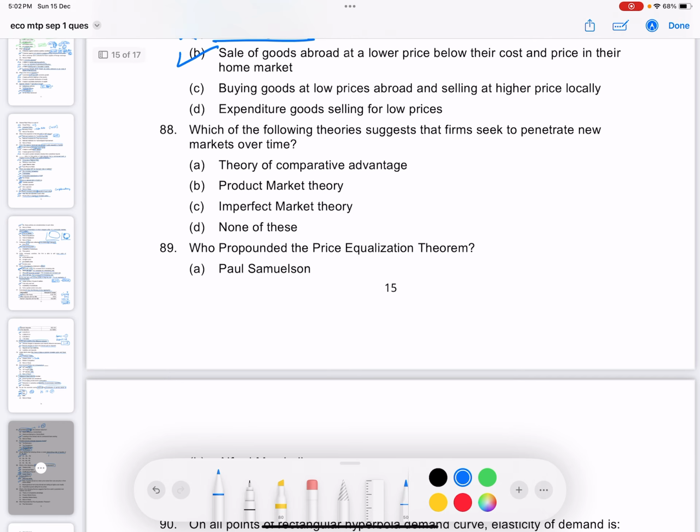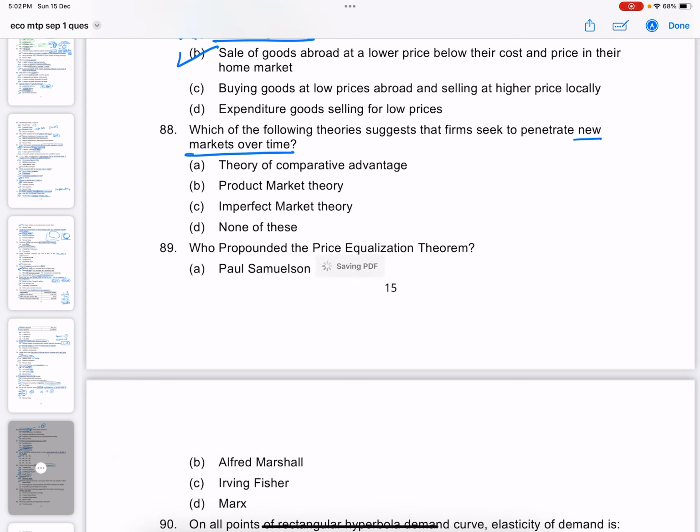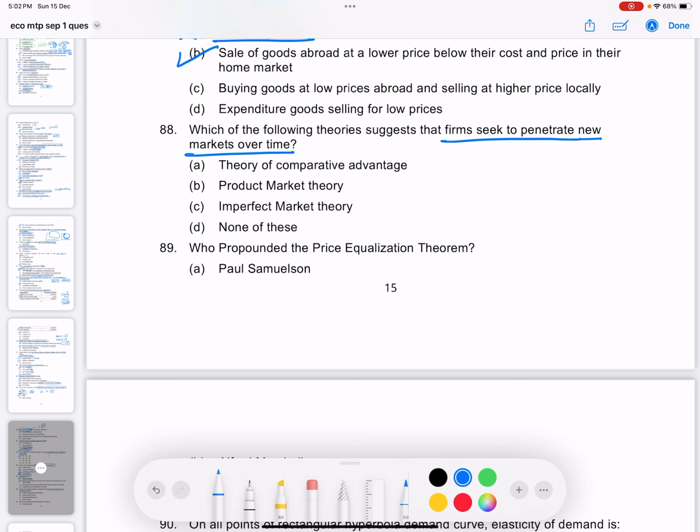Which of the following theories suggests that firms seek to penetrate new markets over time? For that firm seeks to penetrate new markets. Theory of competitive advantage नहीं है. Imperfect market theory नहीं है. Product market theory. Okay, so if you want to guess, it should be B or D, but I would prefer to guess it with go with B. ठीक है.